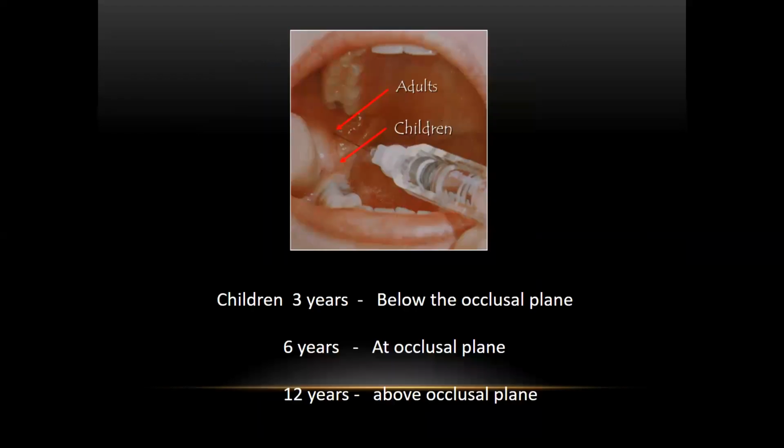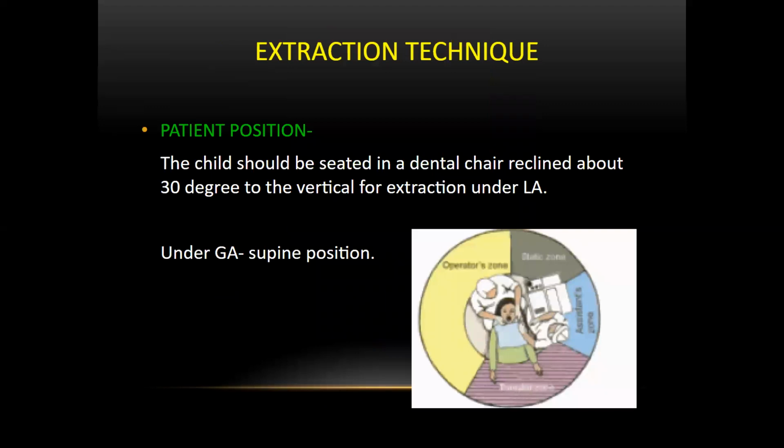See, in adults, it should be 6 above the occlusal plane. Whereas in children, at 3 years it is below the occlusal plane, at 6 years at the occlusal plane, and at 12 years, as I said, above the occlusal plane. This is how you will give a mandibular block. In case of children and adults, these are the differences.